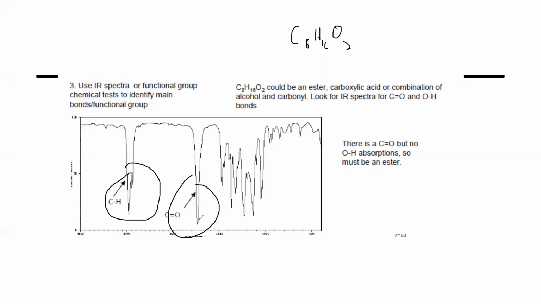So it shows it contains C double bonded with O, and it contains C-H. This can be carboxylic acid, alcohol, carbonyl, or an ester also, because of C double bonded with O. These groups are there. But because there is C double bonded with O and no OH peak, it means it must be an ester. It cannot be a carboxylic acid or alcohol, because there is no OH peak. So using infrared spectroscopy, we identify the functional group.